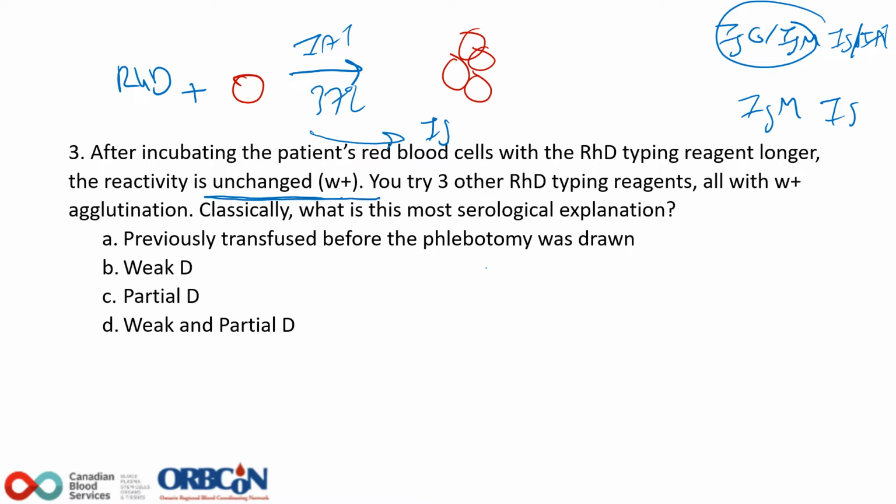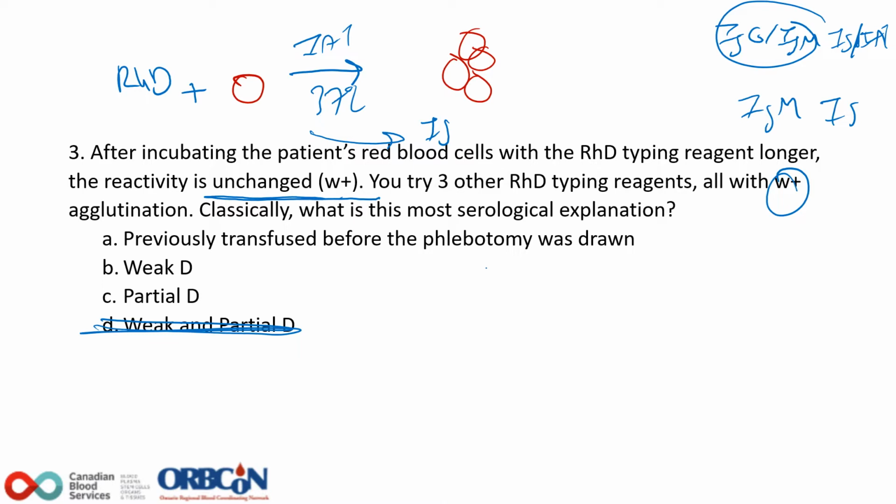You now try 3 other typing reagents, all weak plus as well. And now we ask, what is the serological classification or explanation just based on that alone? So let's look at our answers. Weak and partial D, that one's already kind of out. You'll see why with B and C. Previously transfused before the phlebotomy was drawn.